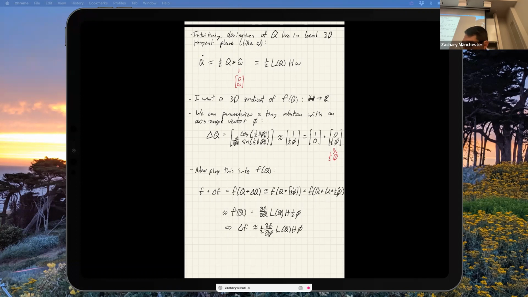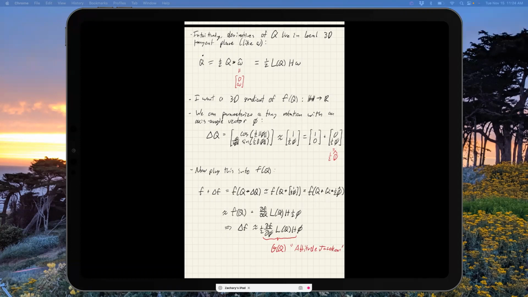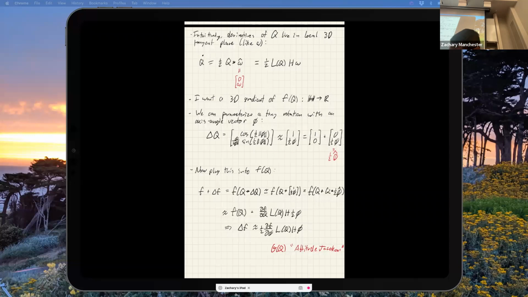And then this thing, because it shows up all the time, we're going to give this a name. We're going to call this G of Q, and this we're going to call the attitude Jacobian. Sorry, isn't G of Q just L of Q times H? Yeah, sorry. It is this guy, not the function's Jacobian. Okay, cool, thanks.